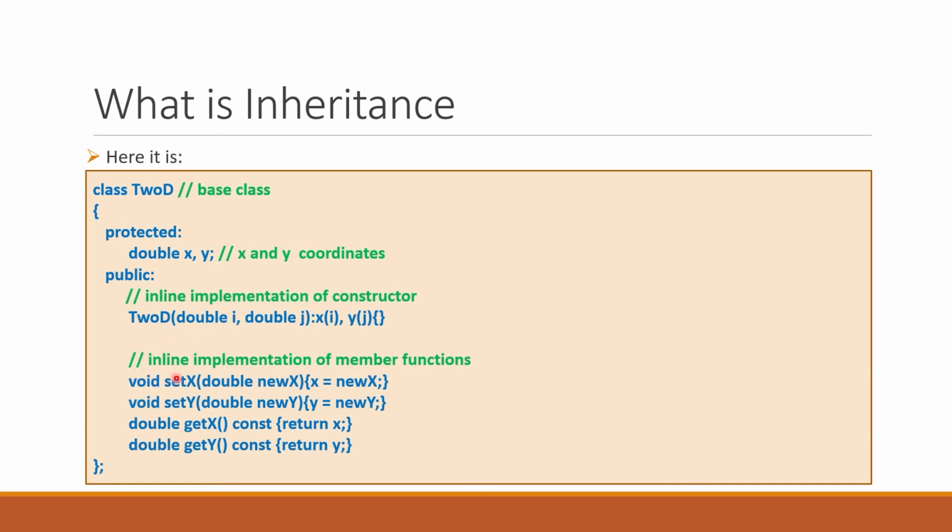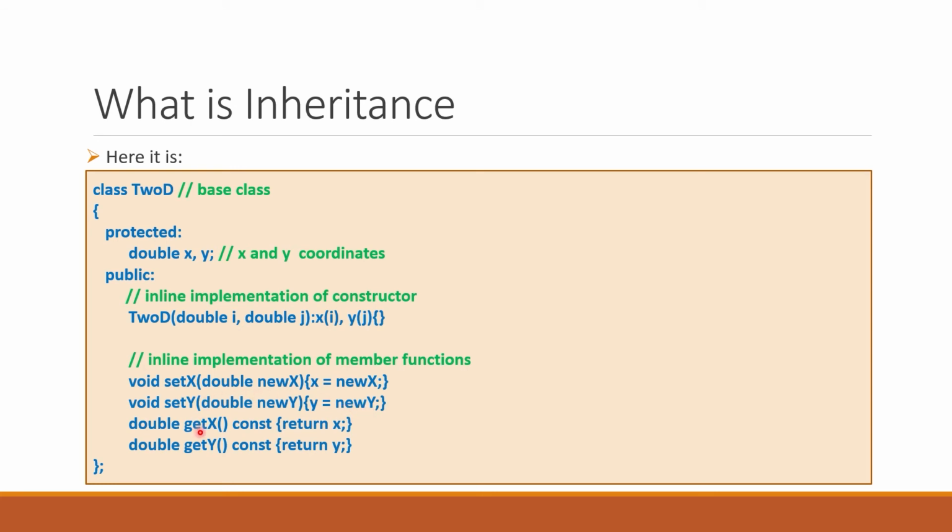Now we have the inline implementation of some member functions. This will help clear up how the syntax works a bit more. So I have my setX function. It takes a parameter called newX, and inside of the curly braces here, I have the inline implementation of this function. All it does is set x equal to newX, and that's it. Same thing with setY, it sets y equal to the parameter coming in called newY.